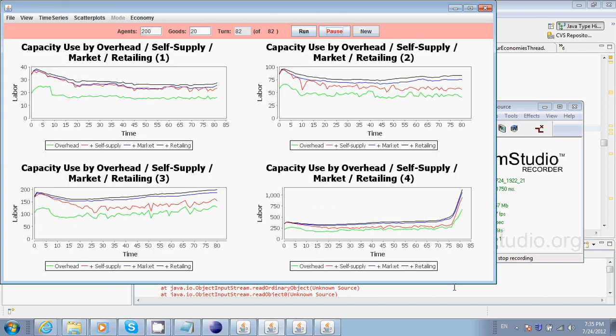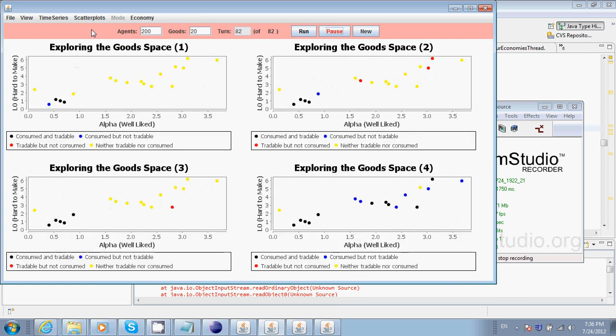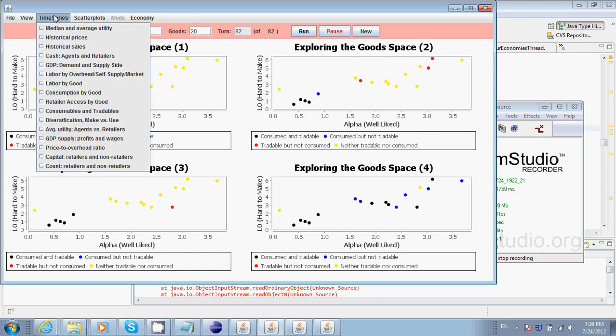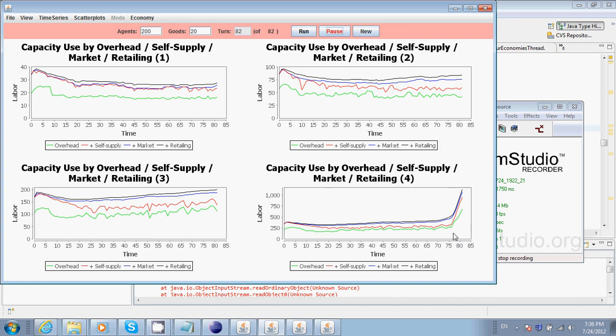Boom! Huge spike in economic growth. You see what's going on here. Suddenly they occupy the whole space. The way this is structured, it really lends itself to a big breakthrough when you get enough capital that you can start producing all those really valuable goods up in the upper right-hand corner of the goods space.